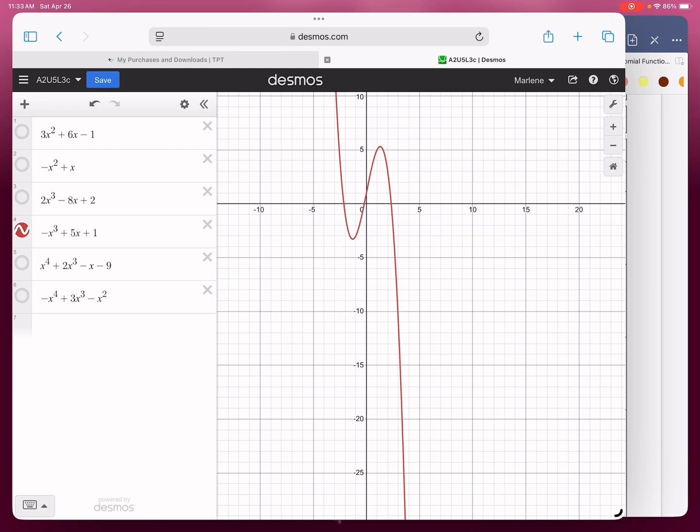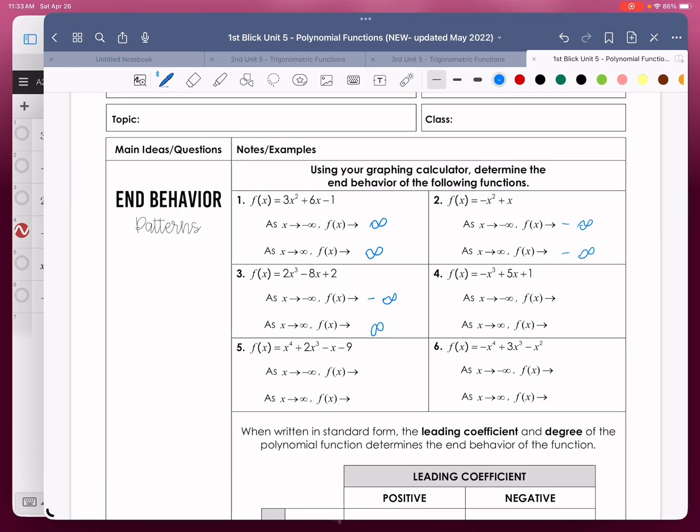Okay, number 4, negative x cubed plus 5x plus 1. We see it starts high and makes a little dip, and then a mountain, and then it goes back down. So what's going to be our end behavior here? Well, as it goes towards negative infinity, it was going up, so that's positive. As it was going towards positive infinity, it was going down, so that's negative.